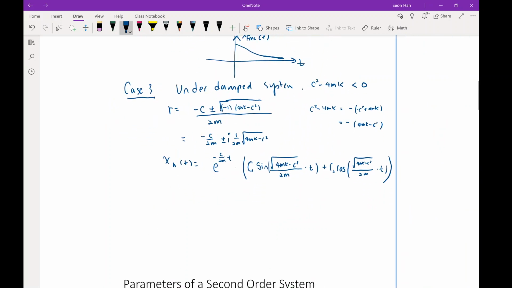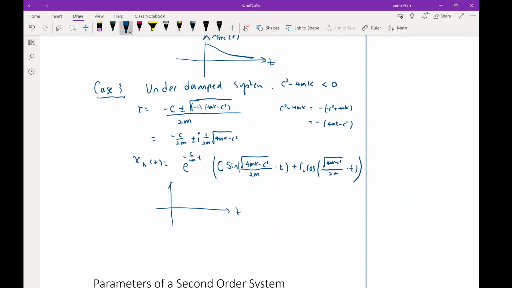So your free response will look like something like this, where it will be oscillating, but we'll have an exponential decay envelope. This decay envelope is proportional to e to the minus c over 2m t. So it will be some constant times e to the minus c over 2m t. Okay, so this is called the envelope function.